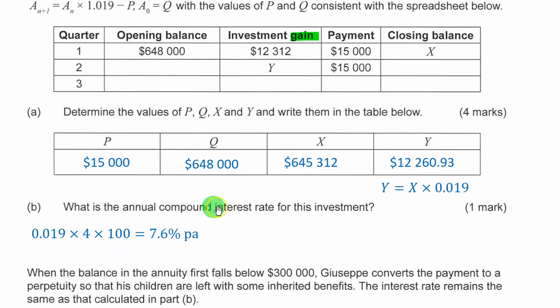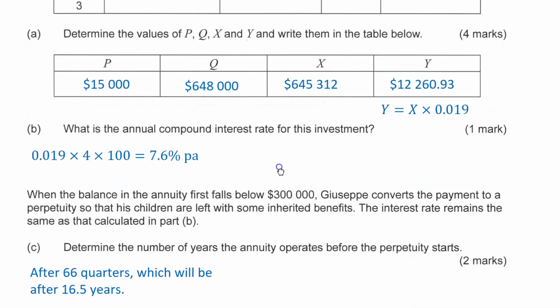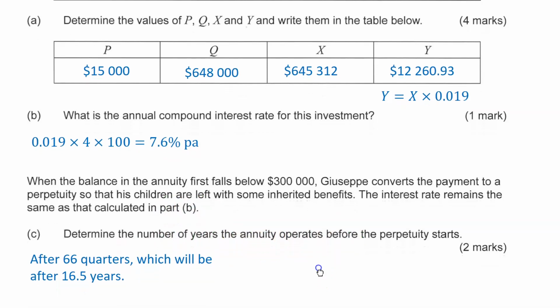So we move on down. What is the annual compound interest rate for the investment? So the 0.019 is the quarterly rate. So we need to multiply it by 4 and 100 to get 7.6% per annum. So that's done. When the balance in the annuity first falls below 300,000, it is converted into a perpetuity. The interest rate remains the same. How many years before the perpetuity starts?